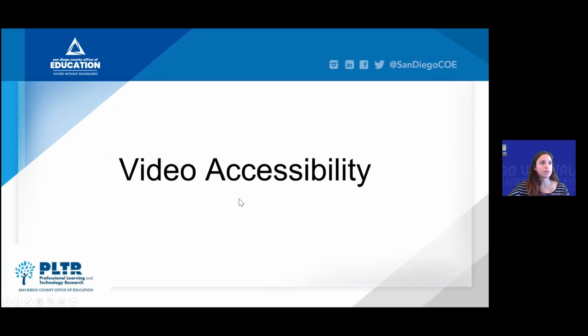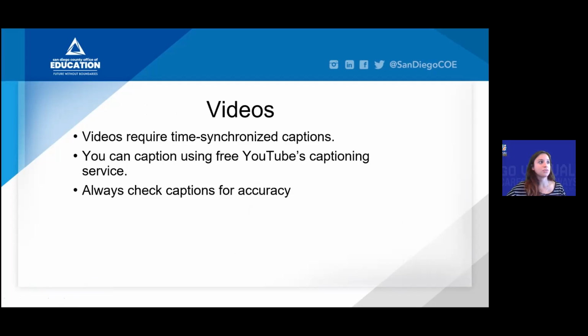And the other one that I want to touch on is videos. Videos do require time synchronized captions, and this is so that users who can't hear the video can still read what's going on. There are lots of captioning services out there, and depending on if you have a paid subscription to a lot of programs, they have captions as well. But if you need a free one, you can always use YouTube. They do have a free captioning service. It's just really important to check those captions for accuracy. Within the YouTube Studio, you can go in and actually check captions for accuracy.